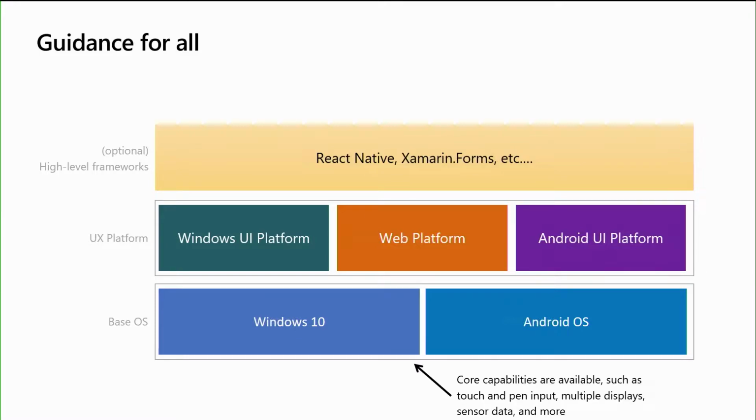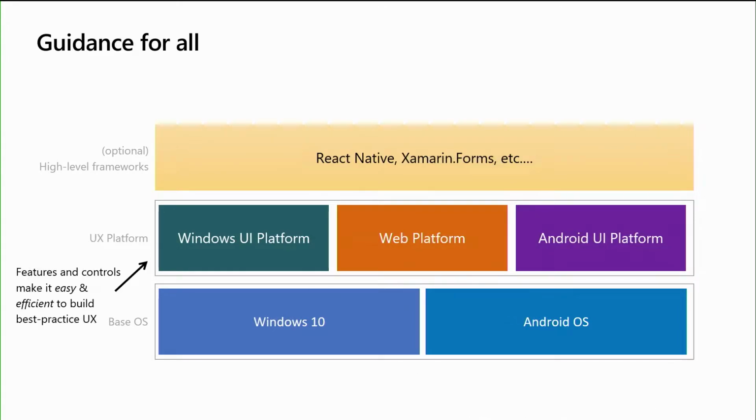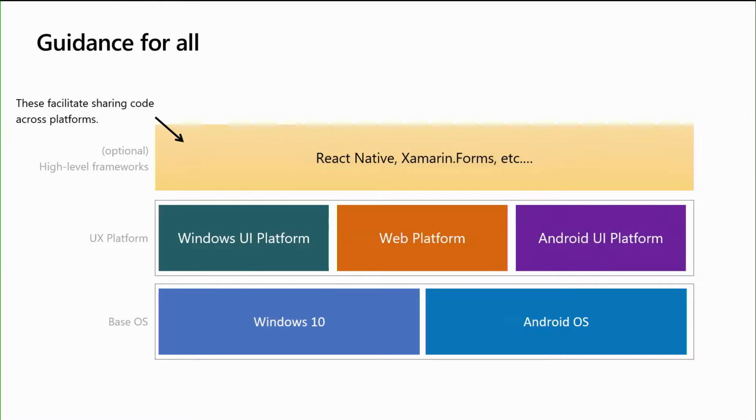your apps. On the bottom is an OS layer that provides you with core capabilities like input, sensor, displays, and more. The next layer is the UI platforms. They provide you with the UX support like common controls that is easy and efficient for you to use to create your app's UI. And on top are high-level frameworks like React Native and Xamarin Forms that provide you with facilities to write apps across multiple platforms.